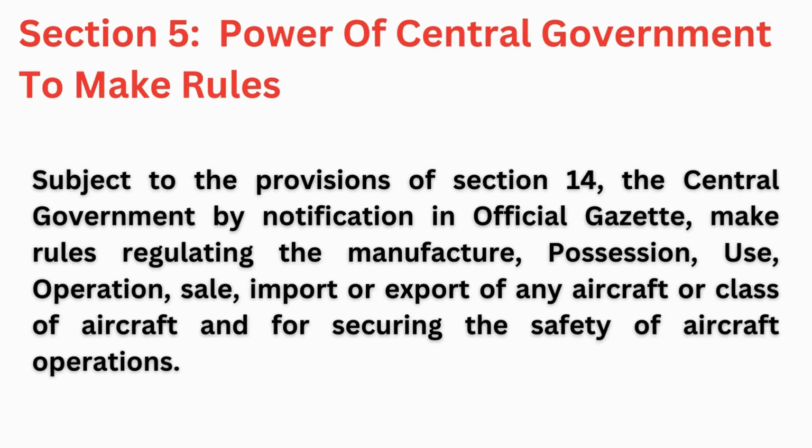Section 5, Power to regulate aircraft operations. The central government can make rules regarding the manufacture, possession, use, operation, sale, import, or export of aircraft. This includes safety measures, licensing, and regulation of air traffic services.